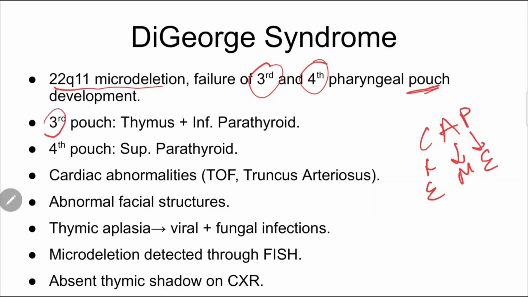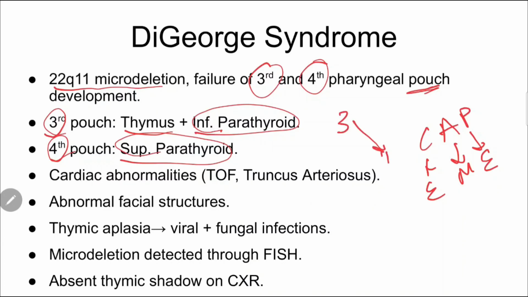So the third pouch makes your thymus and inferior parathyroid, and the fourth pouch makes your superior parathyroid, right? So one way that you can remember the parathyroids is that third makes your inferior and the fourth makes your superior. So it's just inverted, right? Now it makes sense that since you don't develop your thymus, and the thymus is literally responsible for your T cells, obviously you will have no T cells and you will be more prone to recurrent viral and fungal infections, right?